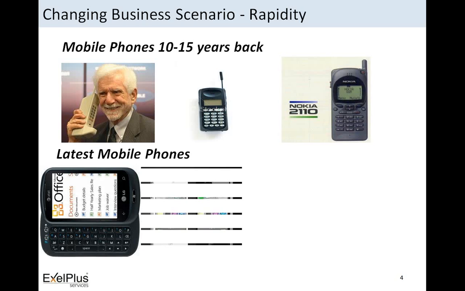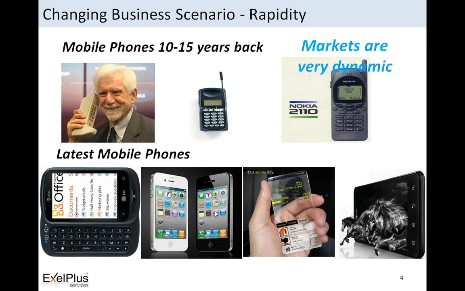Let's look at the latest mobile phones. Apart from the basic need, the basic functionality of a mobile phone is to listen and communicate. But if you look at the latest mobile phones, apart from basic functionality, there are so many other features and functionalities being supported and provided by the phones currently being used. So markets are changing and they're very dynamic.